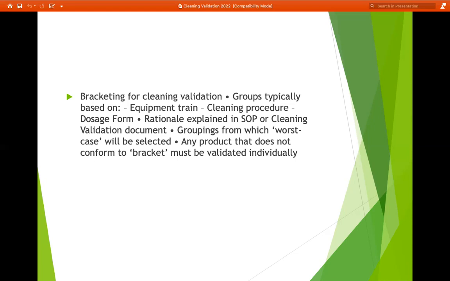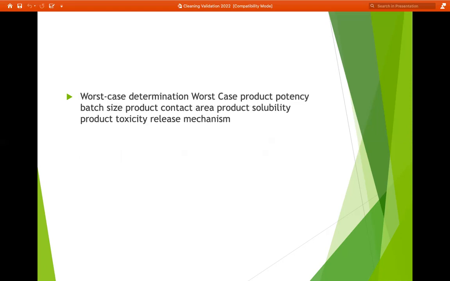This means while doing cleaning validation, don't go product by product. Go for campaign-based: these are the 10 products which have a similar category, similar dosage forms, similar equipment being used, similar cleaning method, similar procedure or process. Based on that, you group the products category-wise, and this bracketing will give you results, so don't go for individual product validation.